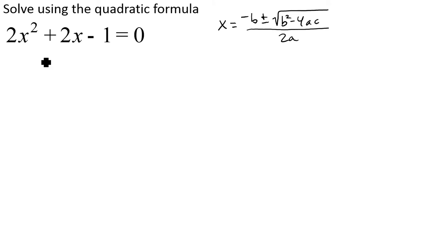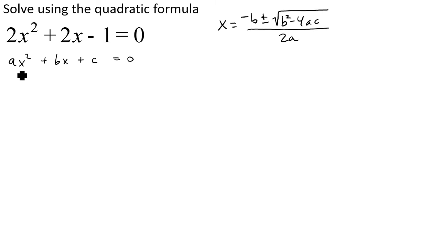In order to identify them, we need to make sure that we have 0 on one side of our equation, which we already have here. The general form is ax squared plus bx plus c equals 0. Once we have something in that form, we can identify a, b, and c and plug them into this formula.